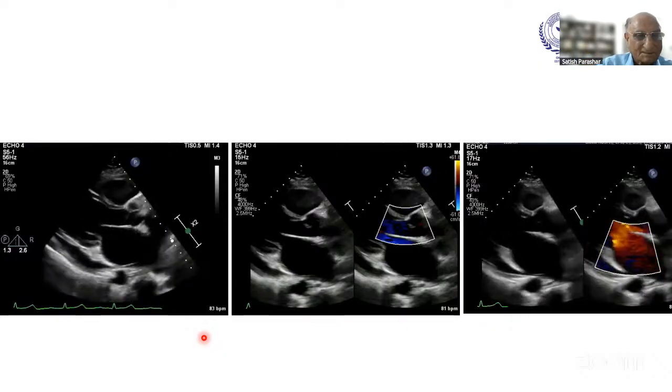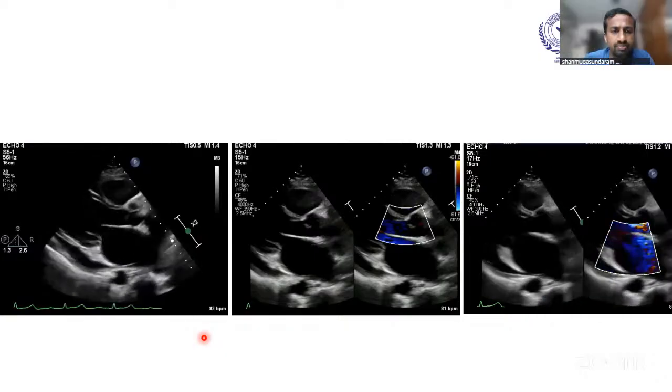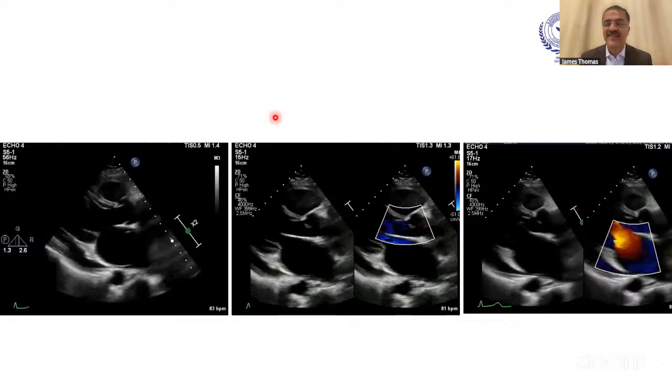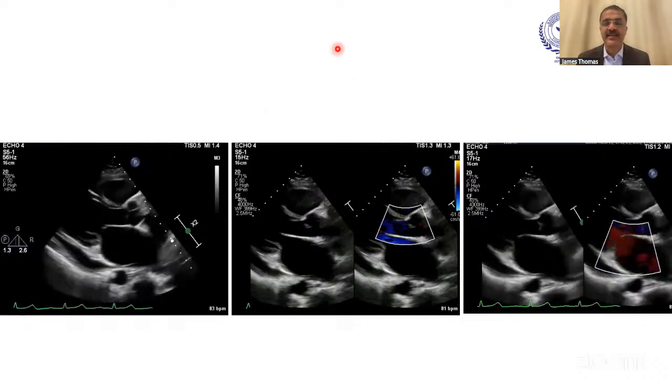Good. Very good case. Thank you, sir. It's a very, very interesting and challenging case, and an amazing response to steroids. That's true, it was great. Just want to ask you one question regarding the septal motion initially. Can you explain that, is it because of the tricuspid regurgitation or anything else?